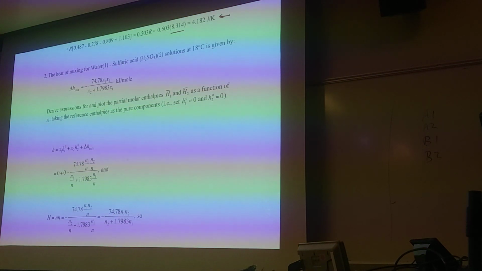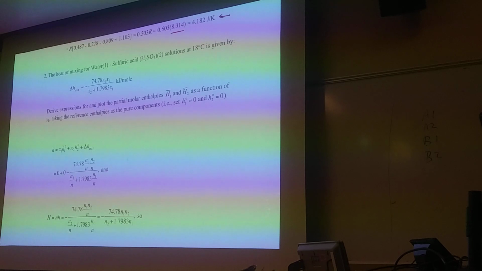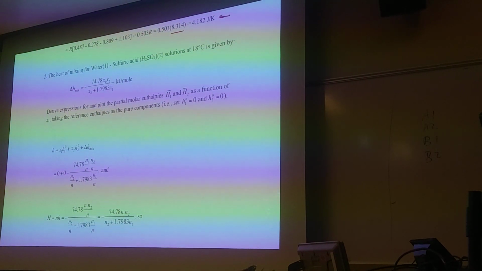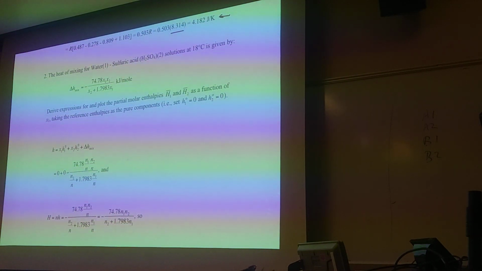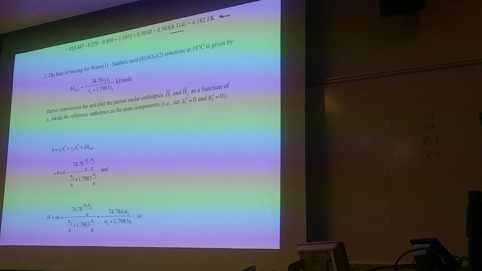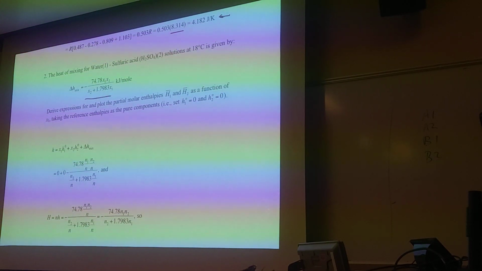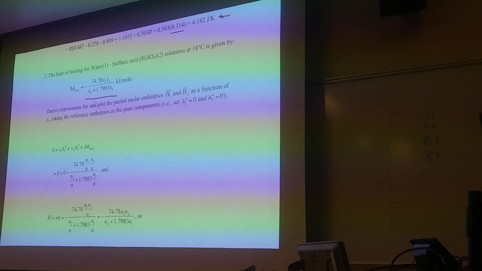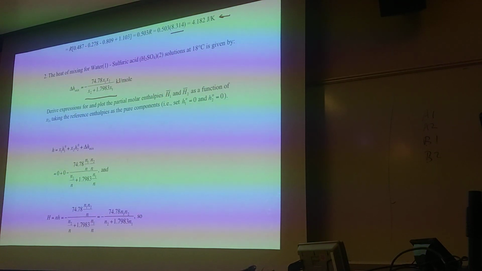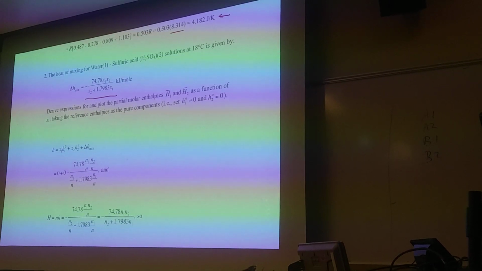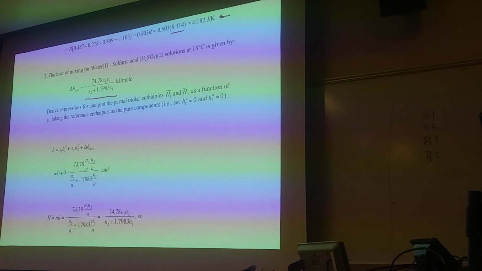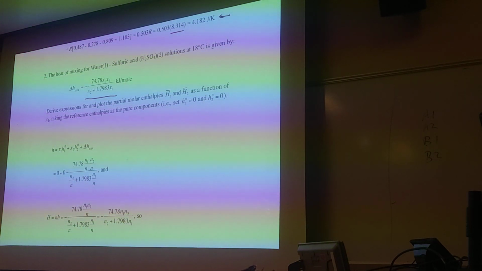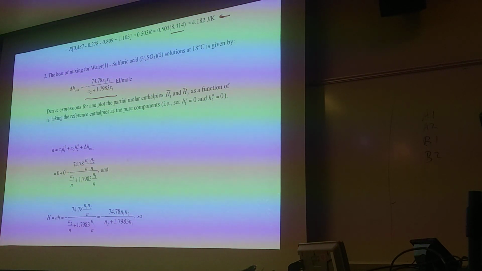Okay, let's go on to the really important number 2 problem, which is one of the most important systems that we find, water and sulfuric acid, and solutions of these two materials at 18 C have a heat of mixing, which is given by this expression. This has been obtained experimentally doing calorimetric measurements. And you're asked from this information to derive expressions and plot the partial molar enthalpies for the water and sulfuric acid as a function of the mole fraction of water, taking reference enthalpies of the pure components here to be equal to 0.